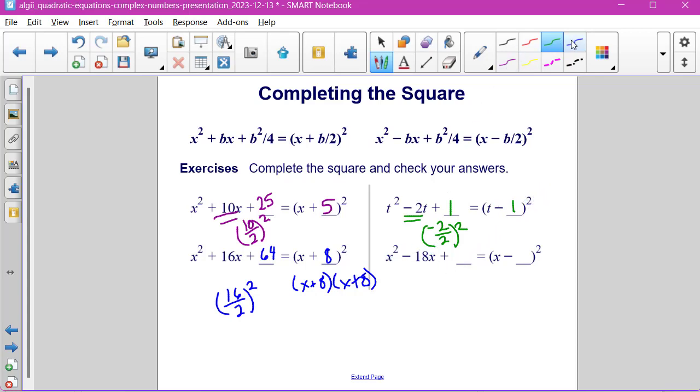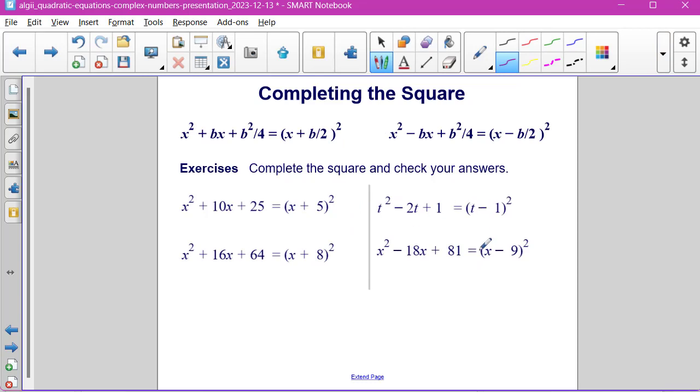Now let's look at our last problem that we have here. x squared minus 18x plus some number. So we're going to take our negative 18, divide it by 2, and square it. Negative 18 divided by 2 is negative 9. Negative 9 squared is positive 81. And now what are the factors of positive 81 that add up to negative 18? That's (x - 9) times (x - 9), or (x - 9), that entire quantity raised to the second power.